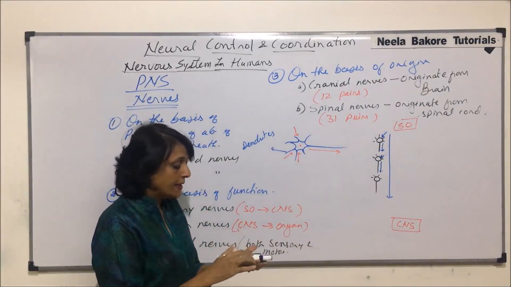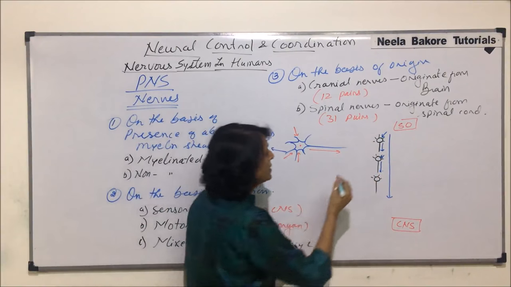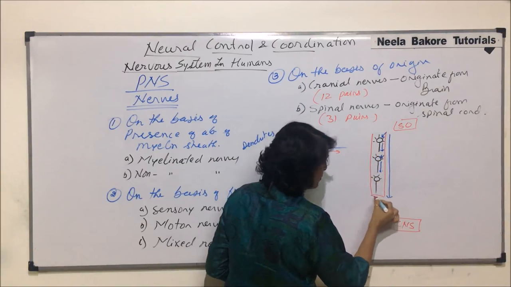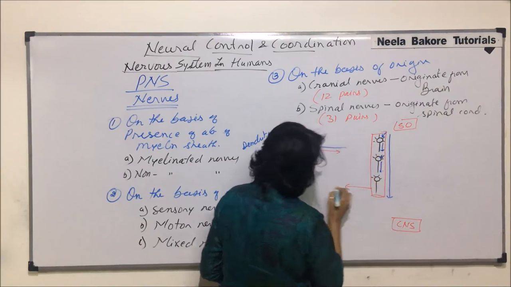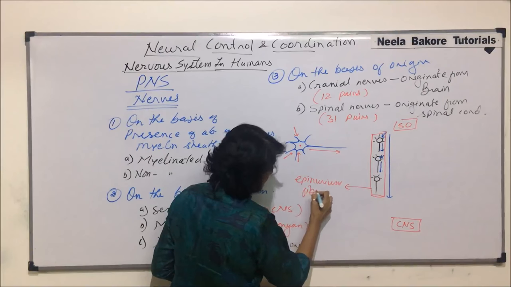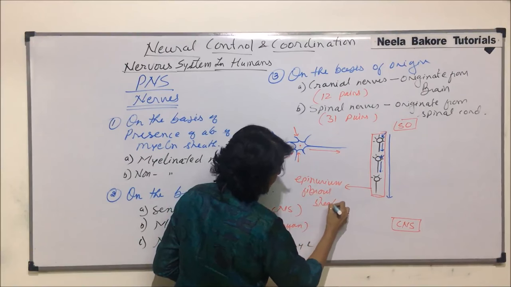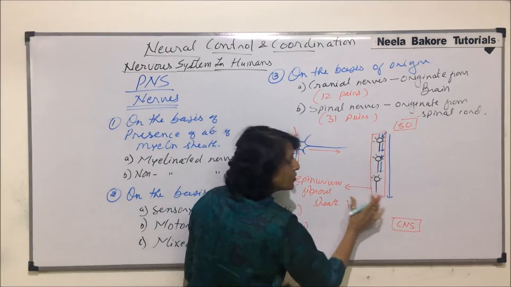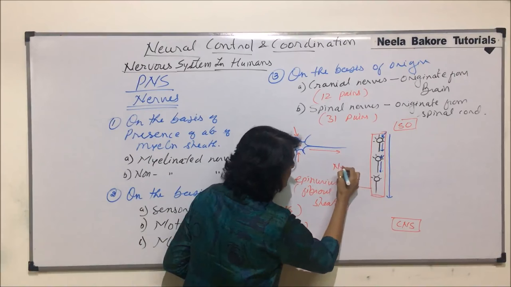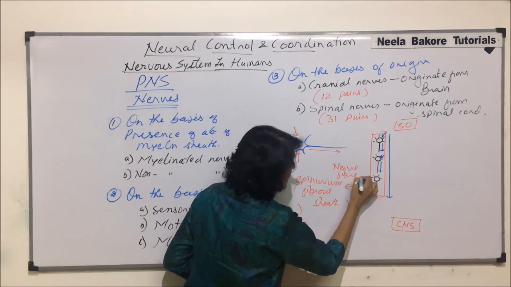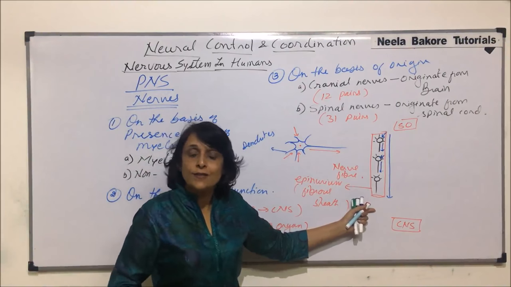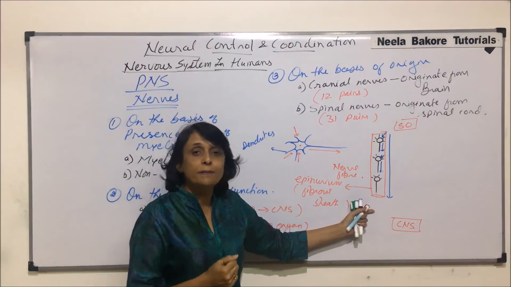And if this chain of neurons is covered by a fibrous sheath, suppose this is the fibrous sheath, which is known as epineurium, then we start calling this structure a nerve fiber. So this actually is a nerve fiber or just a nerve. So what is the function, or in which direction is this nerve carrying the message or impulse?